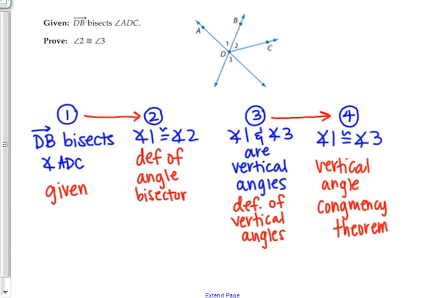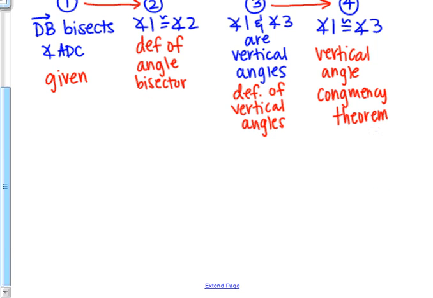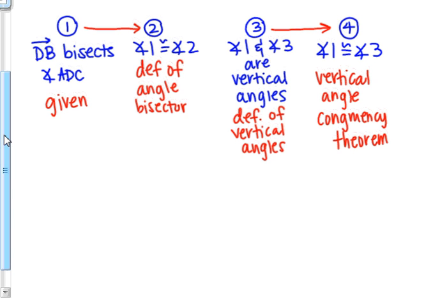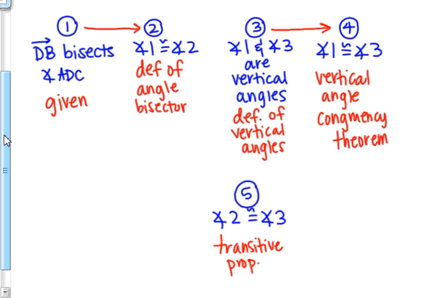And then I have one more step to do. I was trying to prove that 2 and 3 were congruent. Well, I proved that 1 and 2 were congruent, and then I proved that 1 and 3 were congruent. So the commonality I have in those two statements is the angle 1. So I can just eliminate that and say that my angles 2 and 3 are congruent now. That just comes from my transitive property. And that came from this right here, as well as this right here.